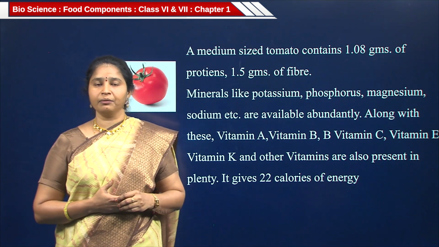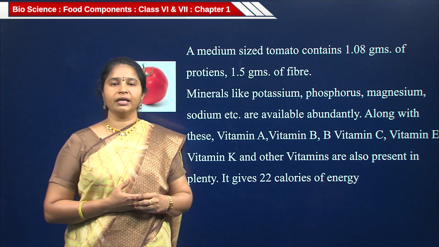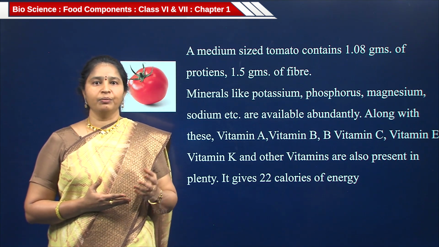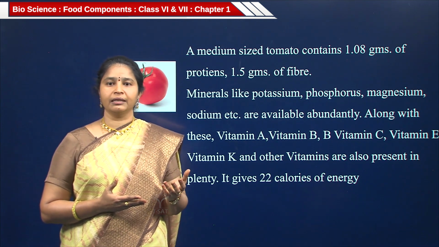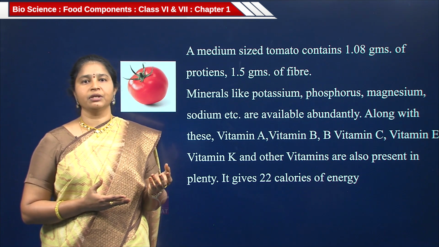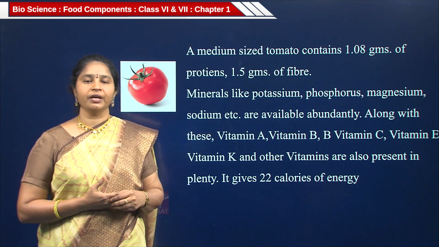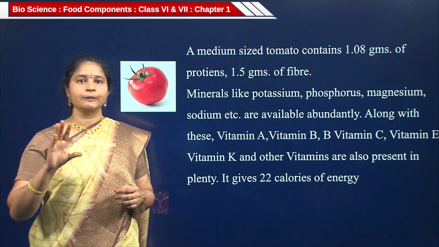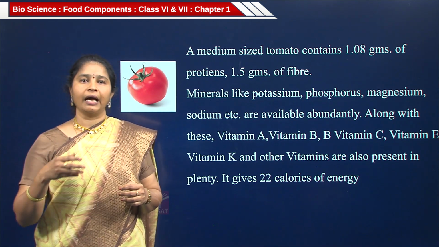So, an interesting fact about the food item tomato. You can see here a medium sized tomato contains 1.08 grams of proteins, 1.5 grams of fiber. Minerals like potassium, phosphorus, magnesium, sodium are available abundantly. Along with these, vitamin A, vitamin B, vitamin C, vitamin E, vitamin K and other vitamins are also present in plenty. So it gives 22 calories of energy. What we generally do is treat the tomato as a vegetable, but the tomato is a fruit. So we can eat it raw.